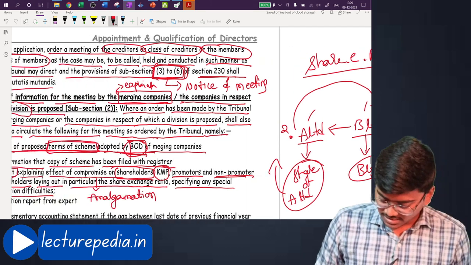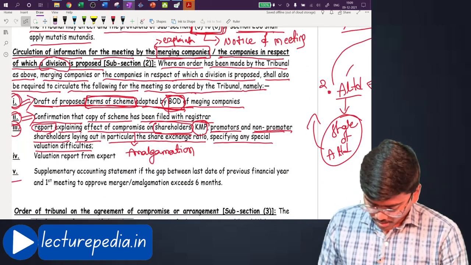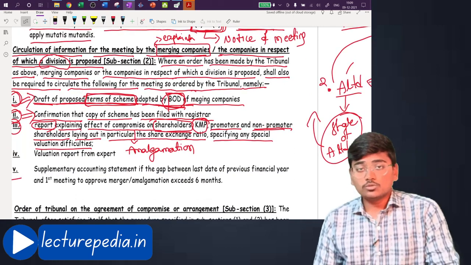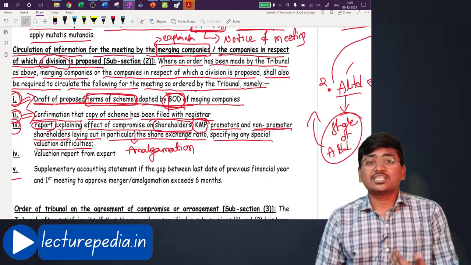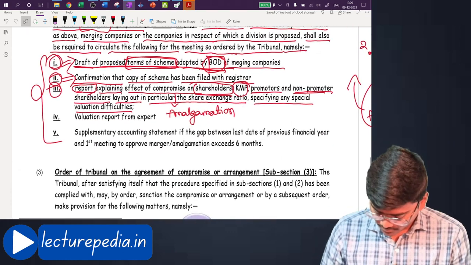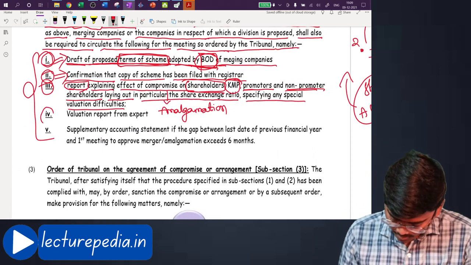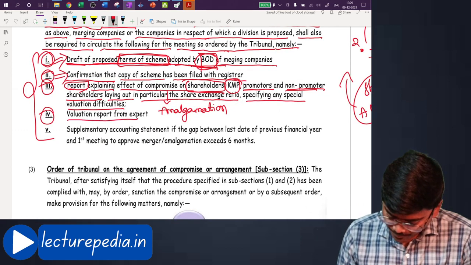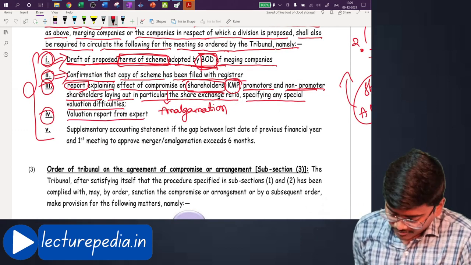That would be share exchange ratio. Along with the notice, you have to communicate the share exchange ratio that is being offered. And fourth point would be valuation report from the expert.